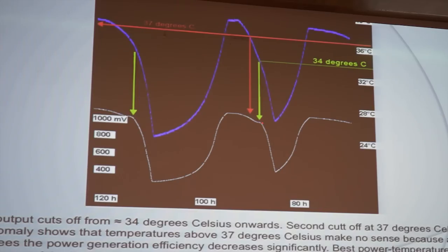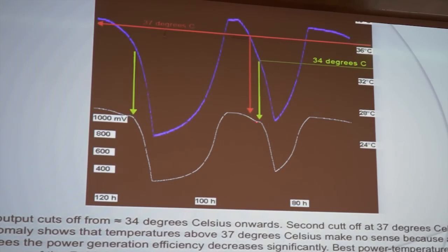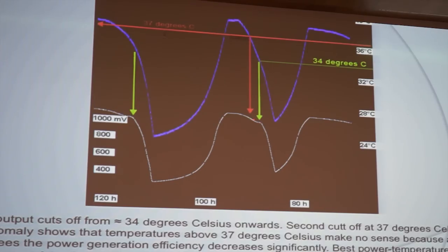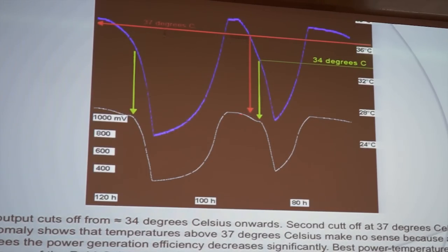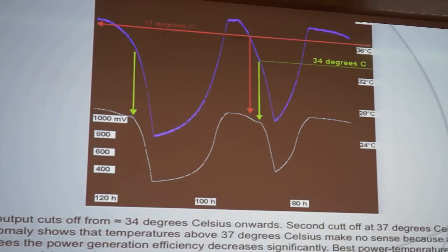There is a cutoff at 34 degrees, and if you look at this curve carefully, the curve recovers again a little bit, and then this recovery ends exactly here. And then the curve just flattens out and gets flatter and flatter. This second flattening out is exactly at 37 degrees Celsius. So the power output cuts off from 34 degrees Celsius onwards. The second cutoff is at 37 degrees Celsius.